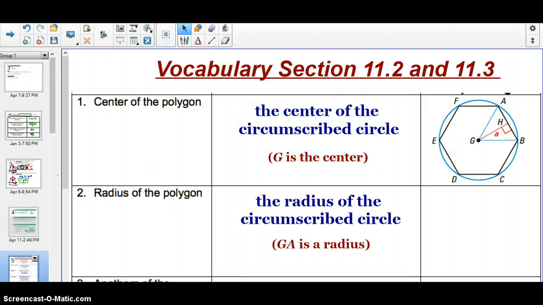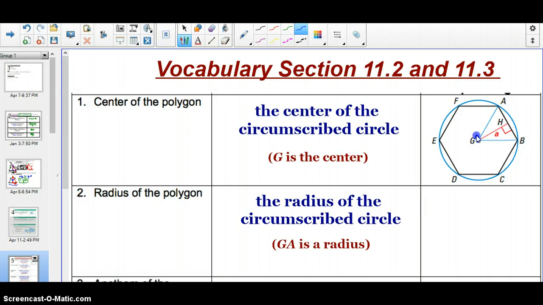Here's some more vocabulary. I'm not going to go through each of these, but again, you can stop the video and write this down. I'm going to scroll through. This whole chapter is on area of polygons, and so we need to make sure we know all of this vocabulary in order to answer the questions that will be asked. So the center of the polygon is just right here.